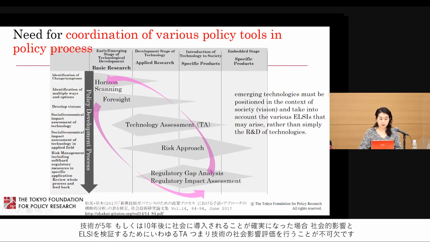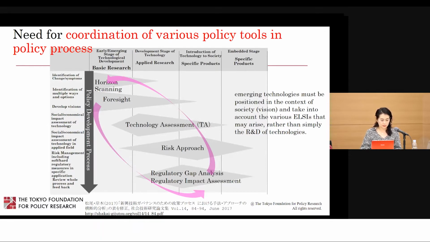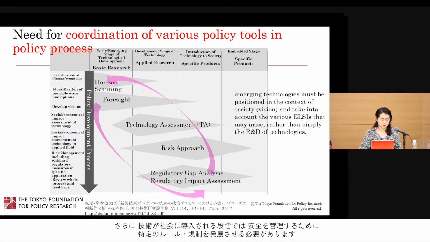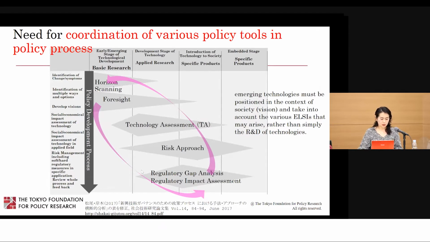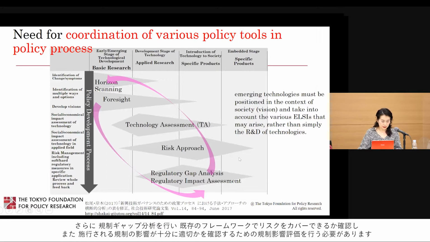When technology is certain to be introduced into society, within like 5 to 10 years, it is necessary to conduct TA, the so-called technology assessment, in order to consider its social impact and ELSI. Further, when the technology is ready to be introduced to society, it is necessary to develop specific measures to manage safety. Here, the risk approach is useful. We also need to conduct a regulatory gap analysis to see whether the existing framework can cover the risk, and also consider whether the impact of the measure taken is proper enough. So for that, we need to do regulatory impact assessment.